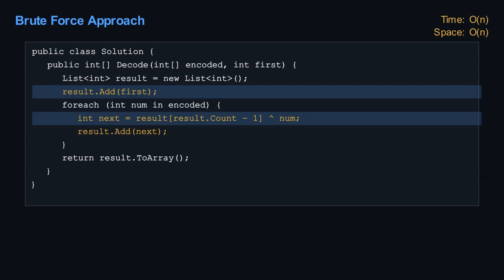It's not inefficient in terms of operations, but building a dynamic list and converting it to an array at the end might incur some overhead if the list reallocates frequently. Time complexity is linear, O of n, as we visit each encoded element once. Space complexity is also linear, O of n, for storing the result.